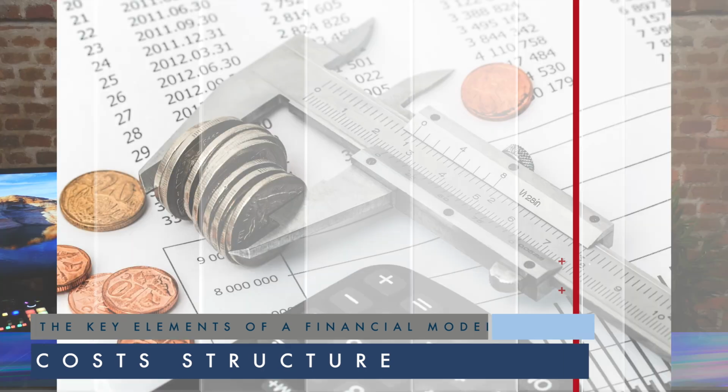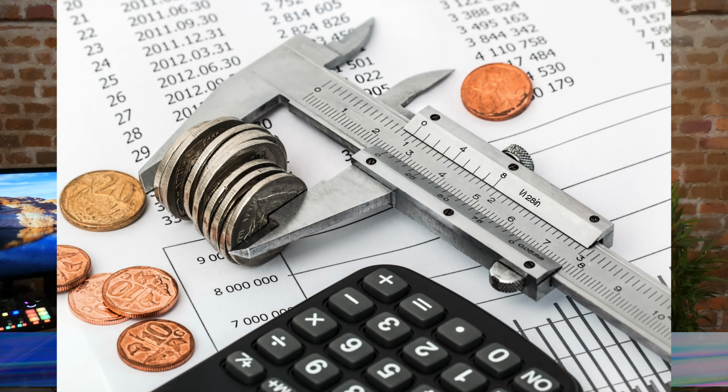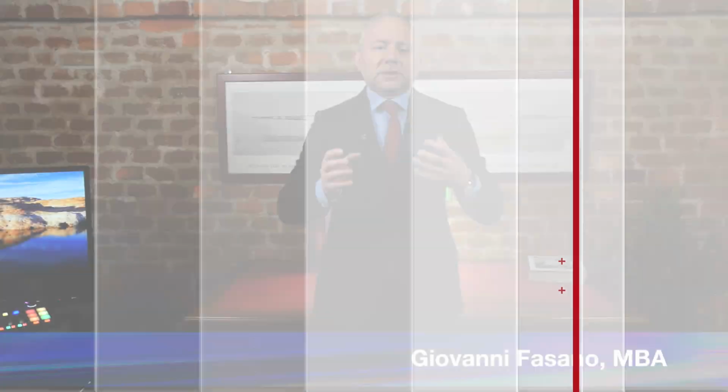And then we have the cost structure. Costs can be split in many ways, but in this case, fixed costs are expenses that remain constant regardless of your business's level of activity, for instance office rent or employee salaries. And variable costs are costs that fluctuate based on business activity. For example, the cost of raw materials increases with production volume.